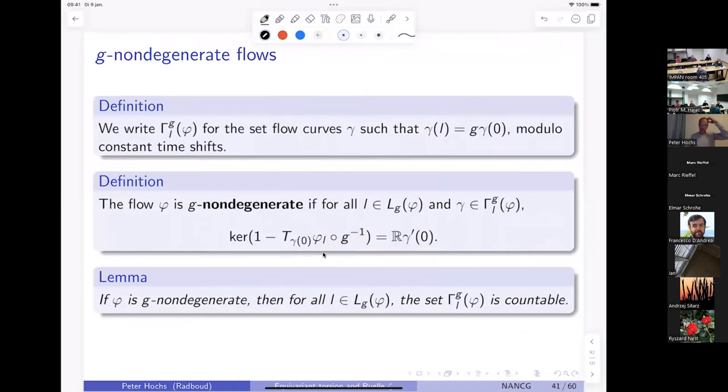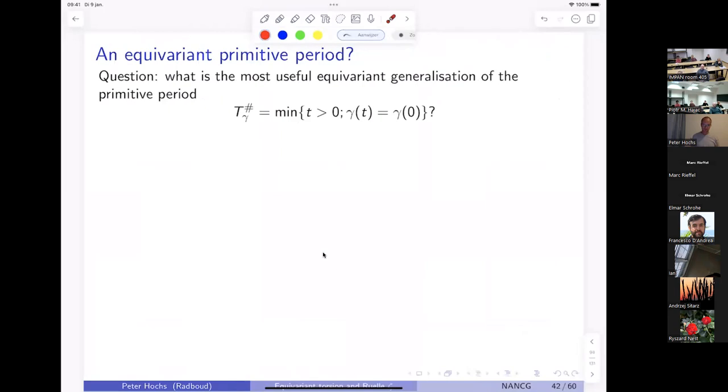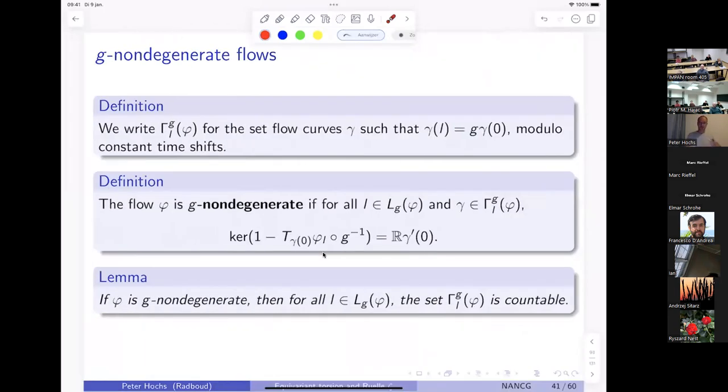A small lemma, just like in previous classical cases, says that under this condition, for any given L, this set of curves is countable, so we can sum over it. Of course, modulo convergence questions. And now comes... so these generalizations were all rather straightforward.